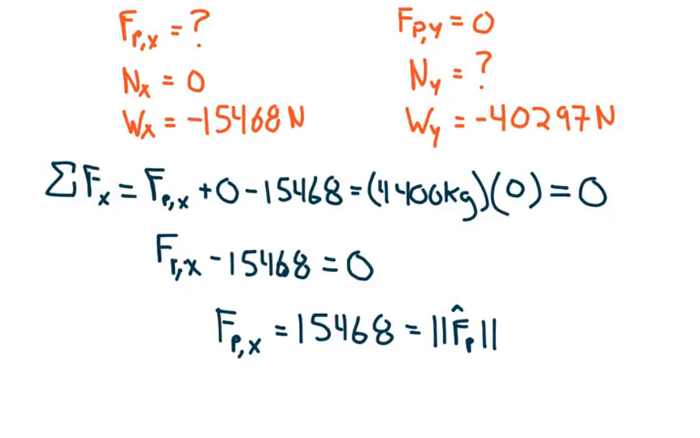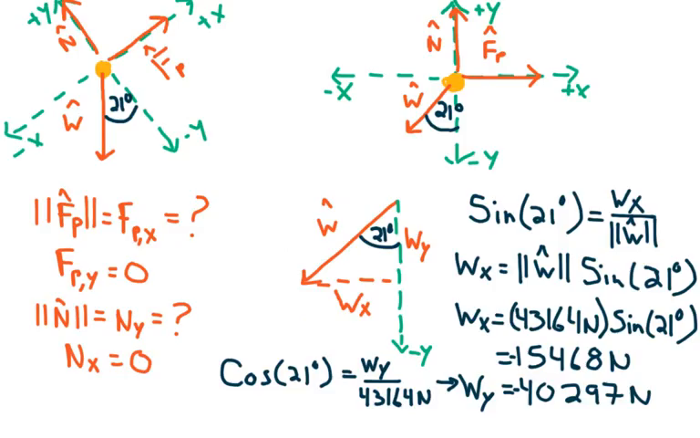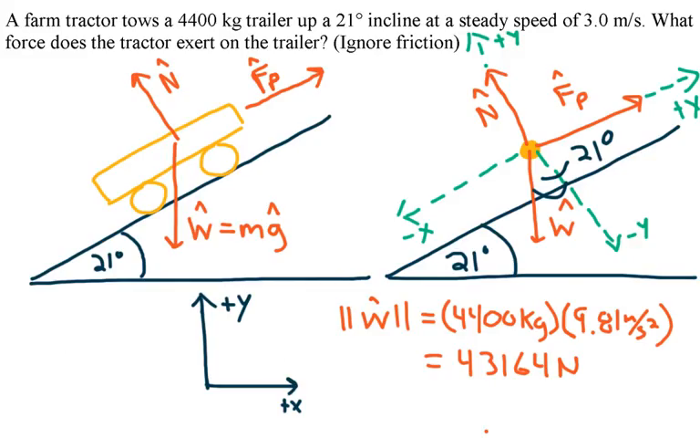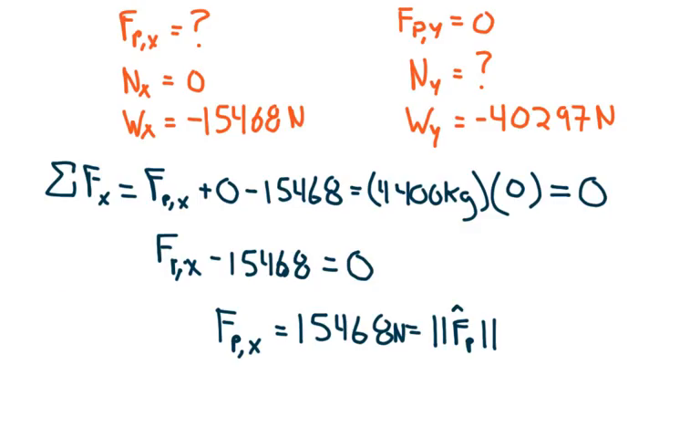Now the last real step here is just to round using our sig figs. Looking back at the original problem, we've got 2 sig figs, 2 sig figs, 2 sig figs, so we round this. The magnitude Fp is equal to about 15,000 newtons. And that's our final answer.